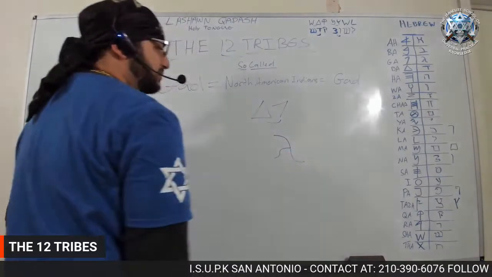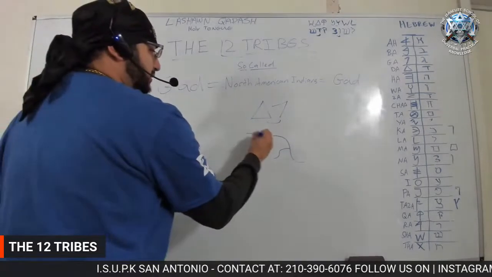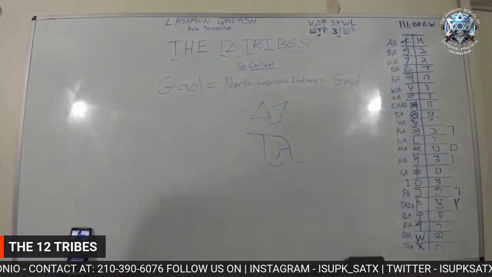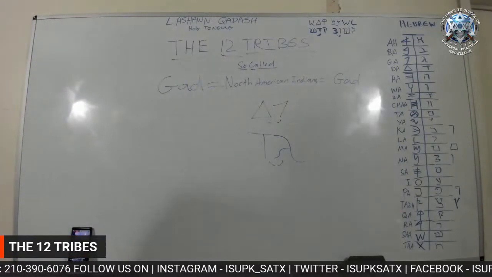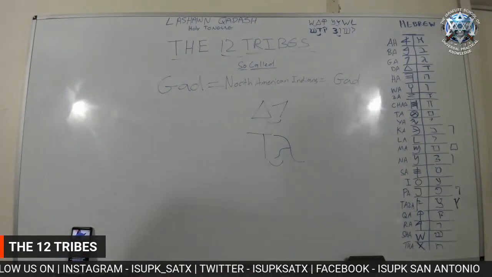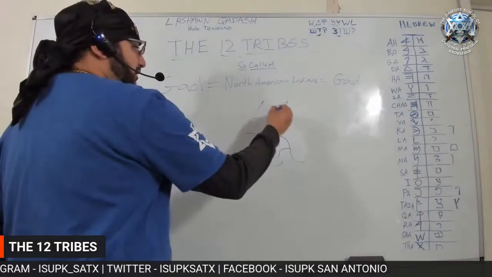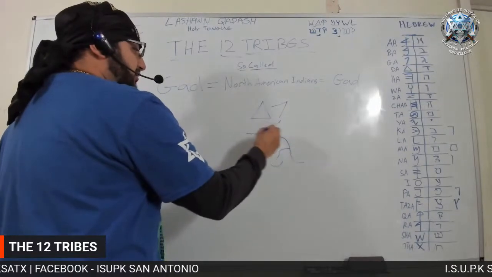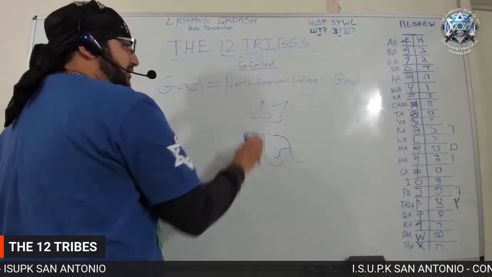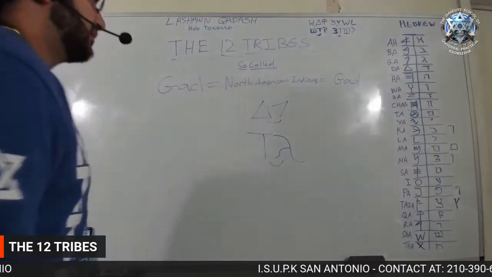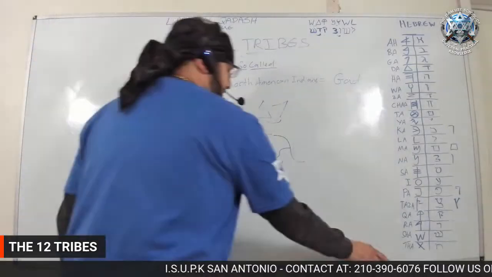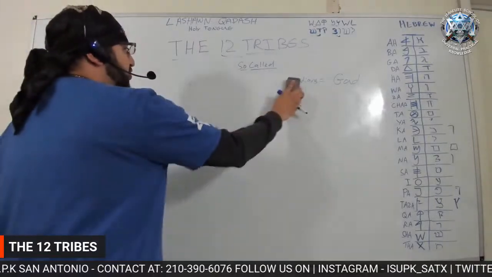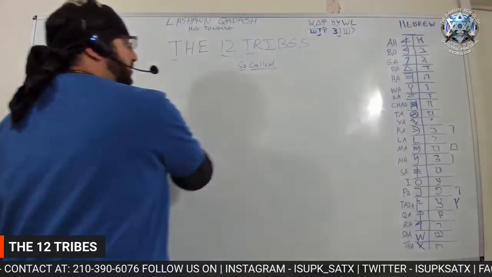Here's the Assyrian. That's Ga, and then Da. Gad. The tribe of Gad, North American Indians. Just get that G in there and then the D. Join them together. Again, there's your G, there's your D. Join them together. Gad. Okay. Which means troop. Soldier, troop. You know what I'm saying?